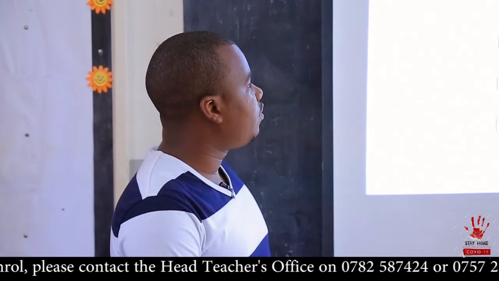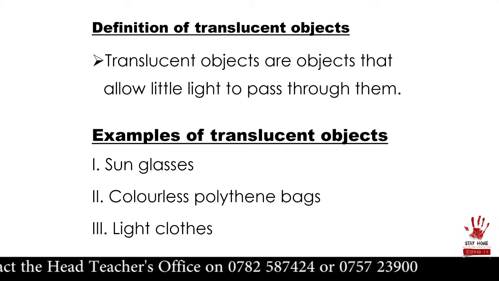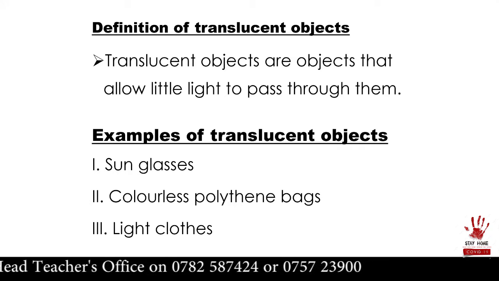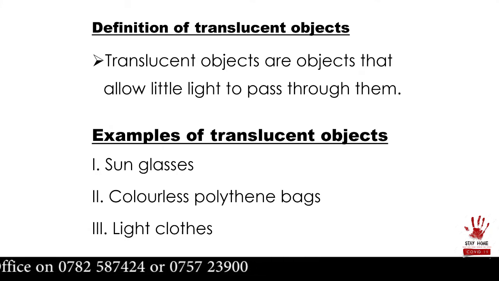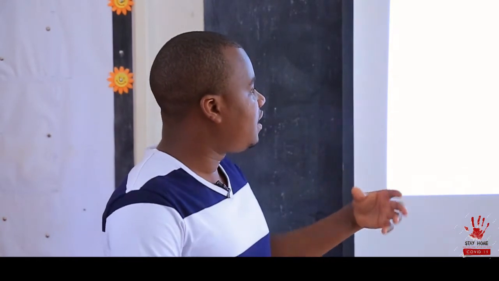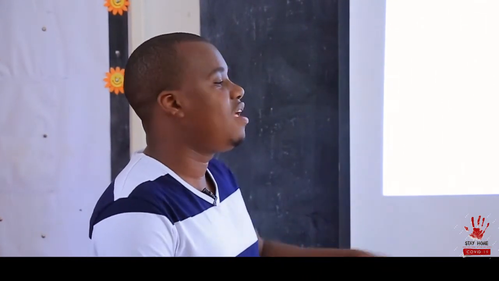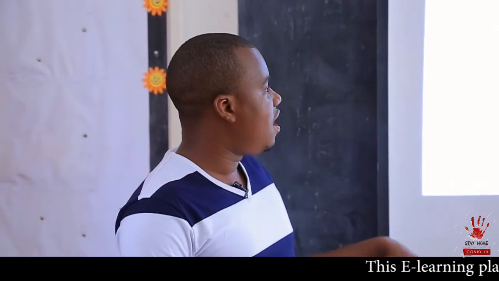What are translucent objects? Translucent objects are objects that allow little light to pass through them. So there is a difference: the other one allows complete light, but these ones just little light. So translucent objects are objects that allow little light to pass through them. Now, my good children, can we give still among the examples I said in the previous session? The examples were many, but I just picked a few.